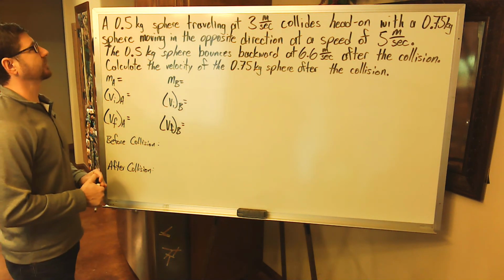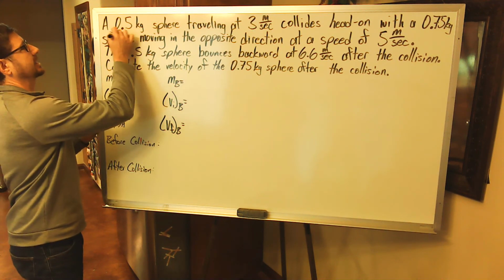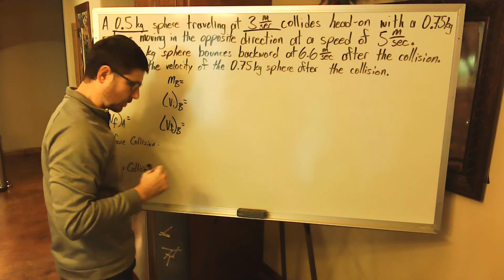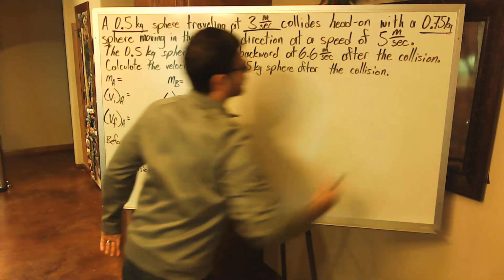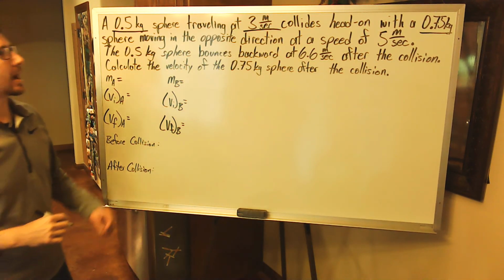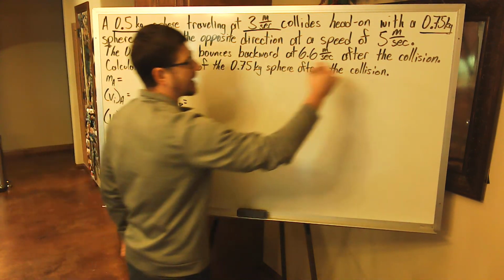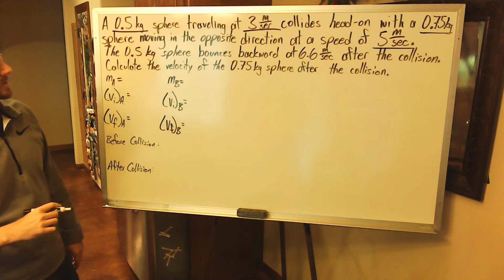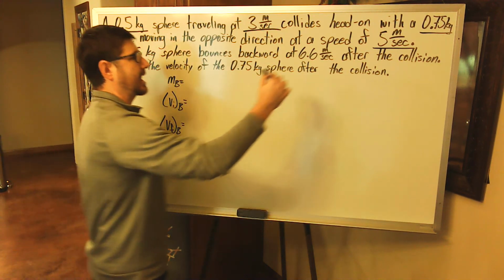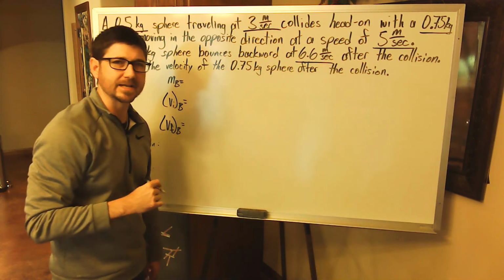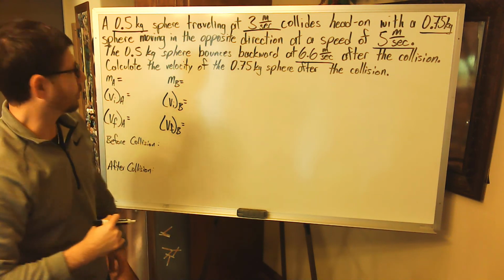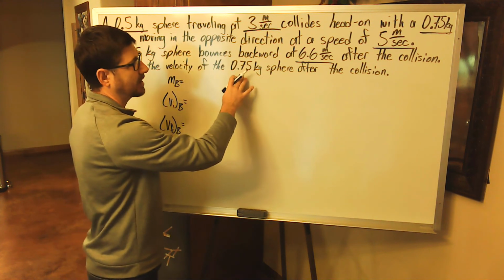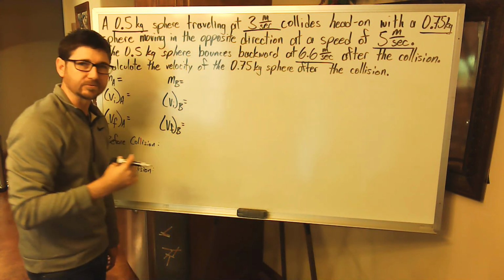A 0.5 kilogram sphere traveling at 3 meters per second collides head-on with a 0.75 kilogram sphere moving in the opposite direction at 5 meters per second. The 0.5 kilogram sphere bounces backward at 6.6 meters per second after the collision. What we're going to do is calculate the velocity of the 0.75 kilogram sphere after the collision.